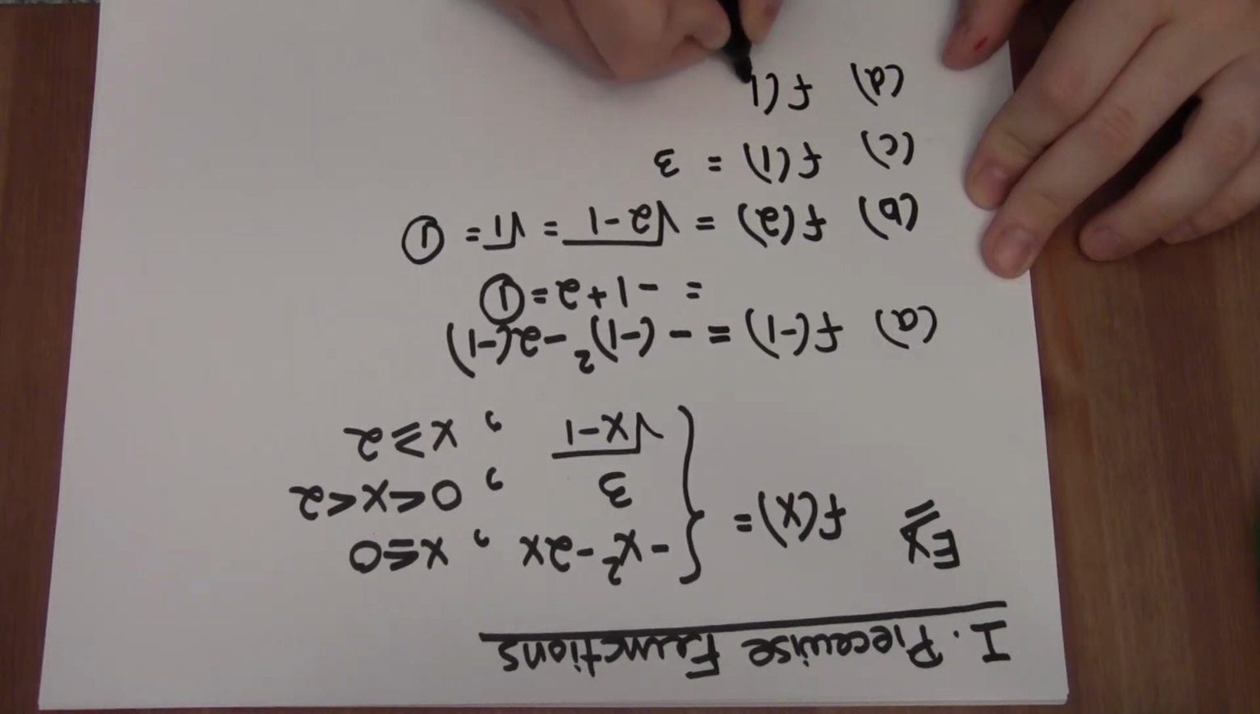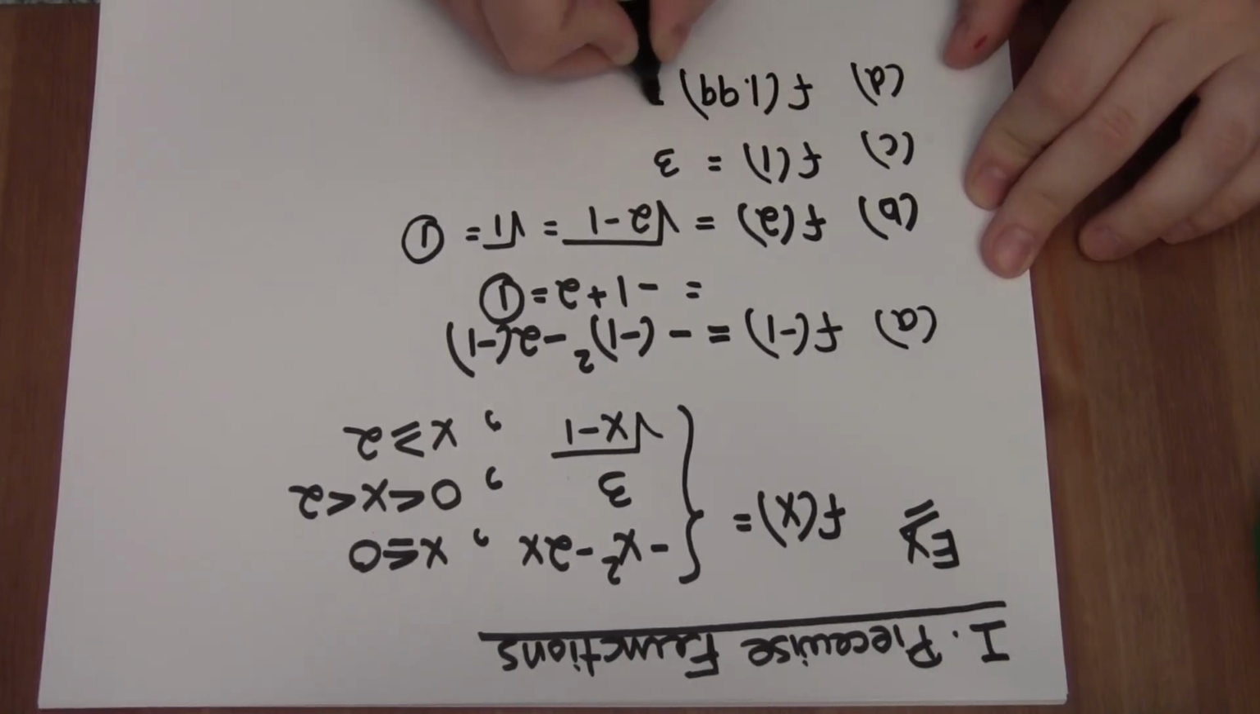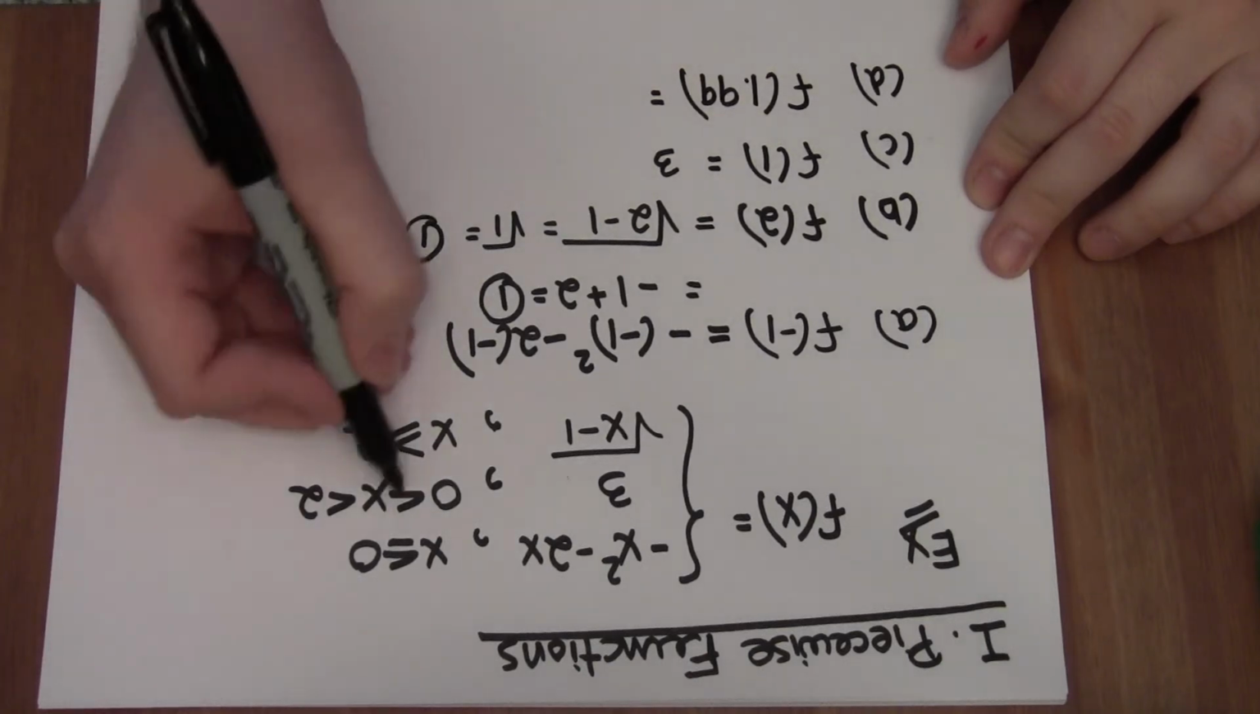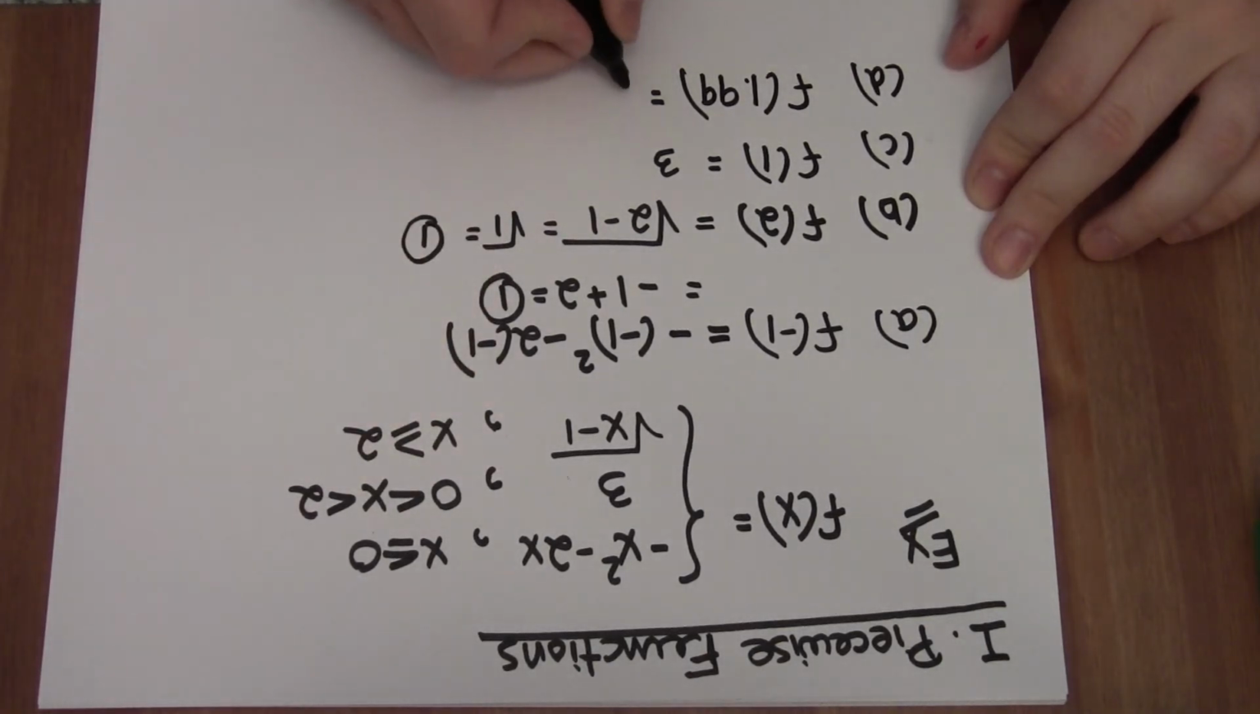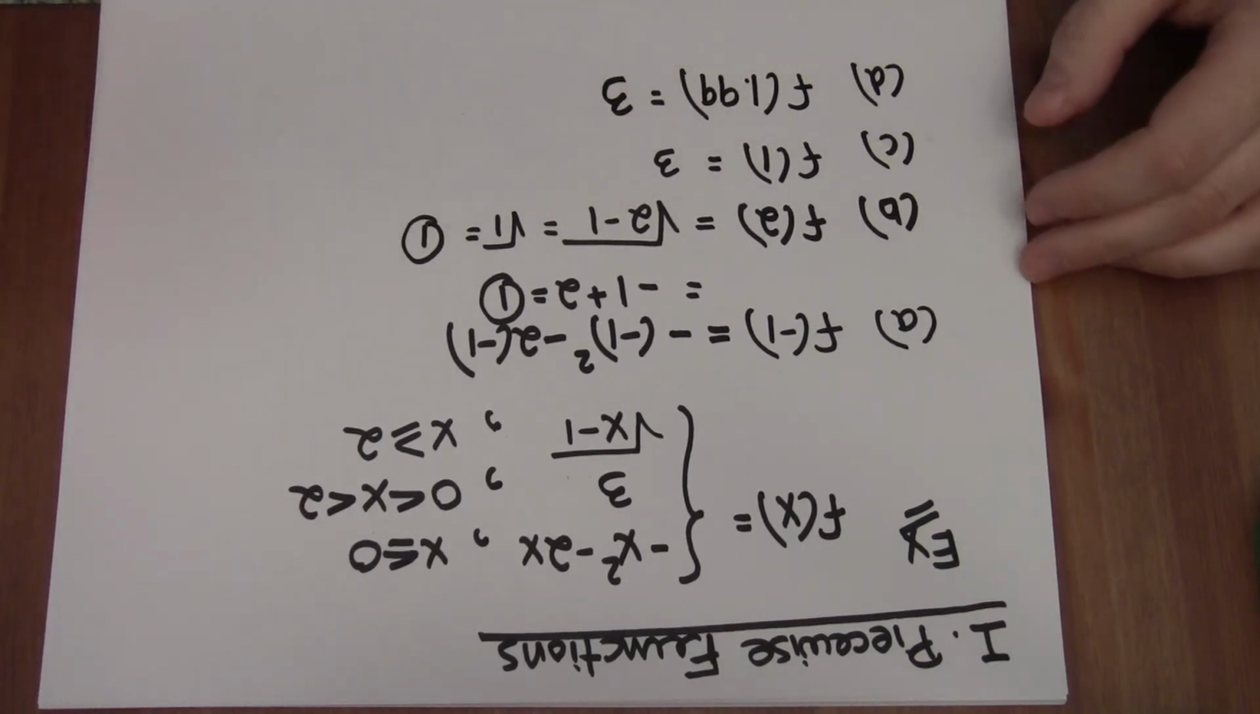Part D, f of 1.99. Well, that's really close to 2, but it still is less than 2, which means I need to plug into my middle piece. Again, I get 3 for my answer there.